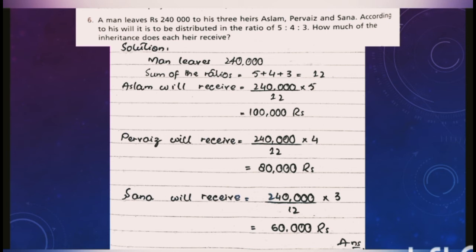Now what will Aslam receive? Aslam will receive the total property that he left divided by the sum of the ratio, multiplied by the ratio of Aslam. Okay, and when we solve this we have got 100,000. Similarly, Parvez will receive 240,000 divided by 12 multiplied by the ratio of Parvez, which is 4, and we have got 80,000. Sana will receive 240,000 divided by 12 multiplied by 3, which equals 60,000 rupees.